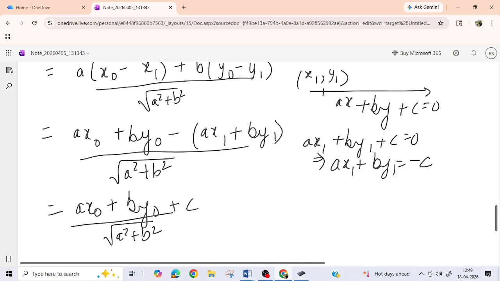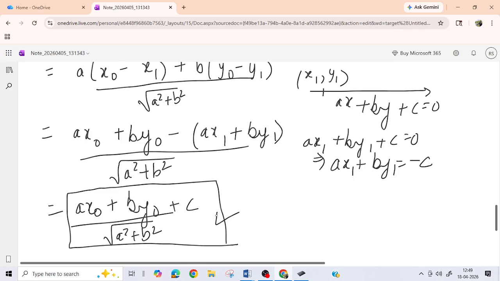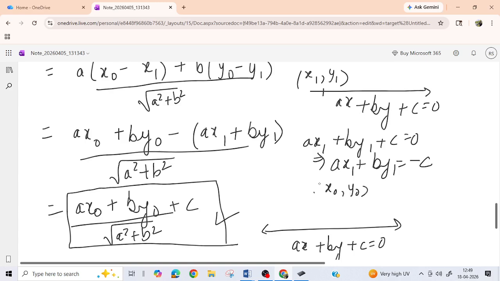This particular formula is gold dust, it's a gold mine. It might not seem very relevant right now, but when we go to the SVM, the entire concept is based on this: the perpendicular distance of a point from a particular line. If this line is ax plus by plus c equal to 0, and this is a point x naught, y naught, the perpendicular distance of this point from this line is nothing but this. So I'll stop over here.